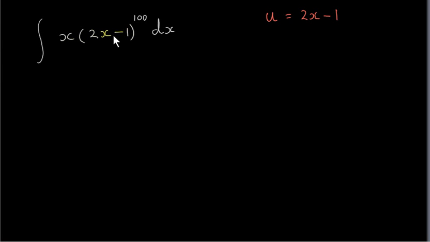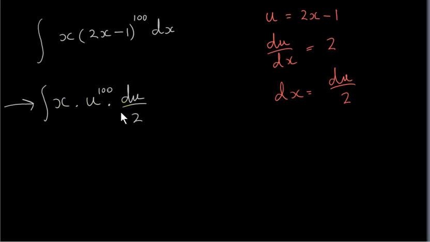What we do here is we let u equal 2x minus 1. 2x minus 1 to the power of 100 is the part that we are not going to expand out, of course. To replace dx, we work out du/dx. du/dx is 2. So we get dx equals du divided by 2.